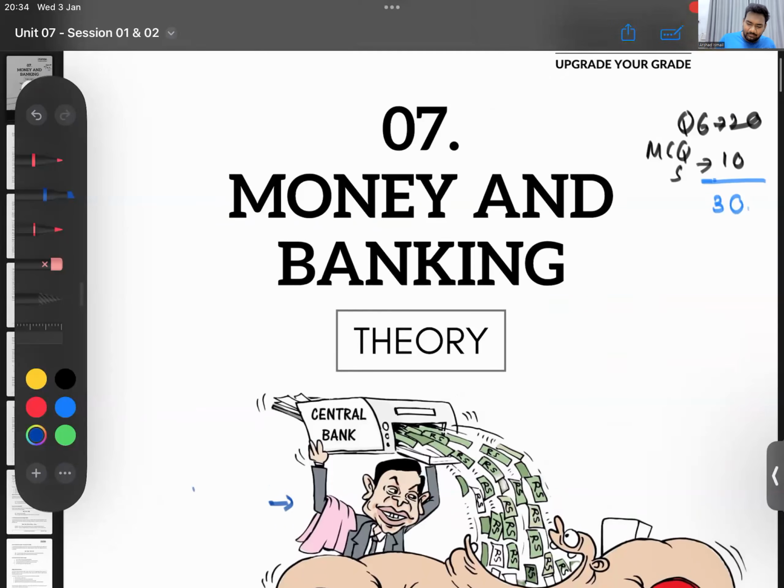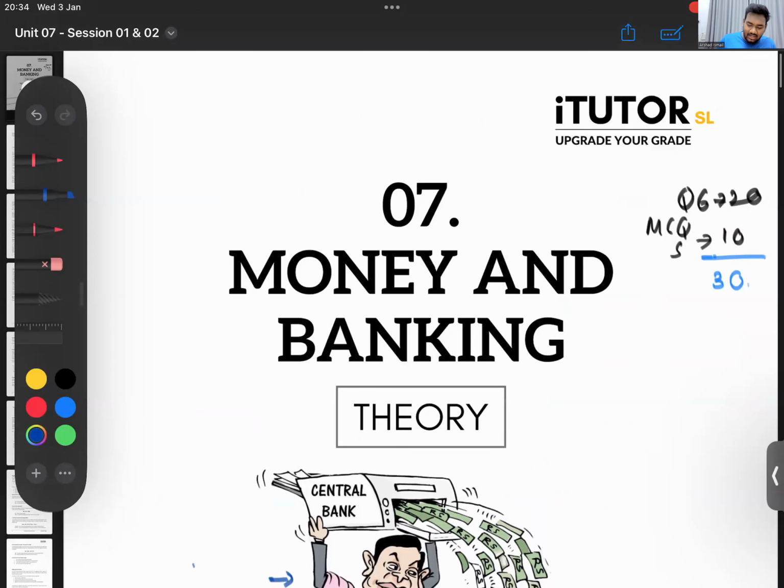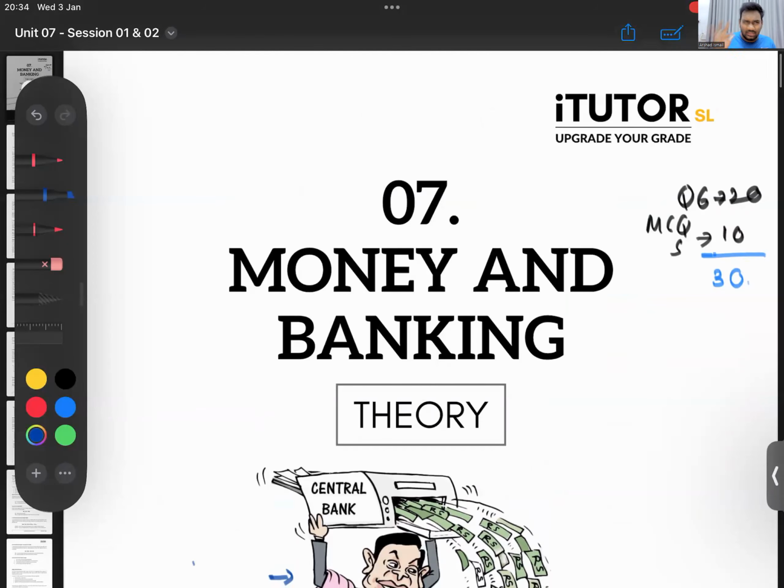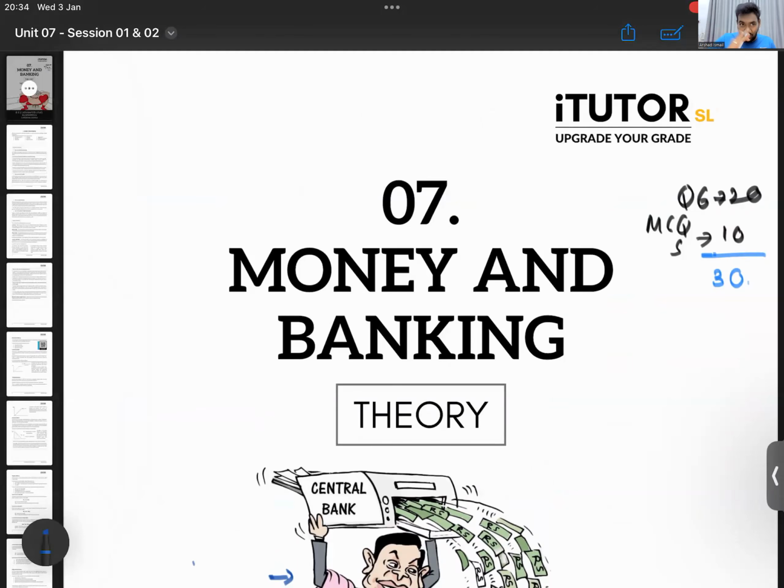So coming into this part, we have around 30 marks that we get. How is this unit divided? It's always important to learn how to divide the unit. Only then is it easy to study. The first part of this unit is about money.